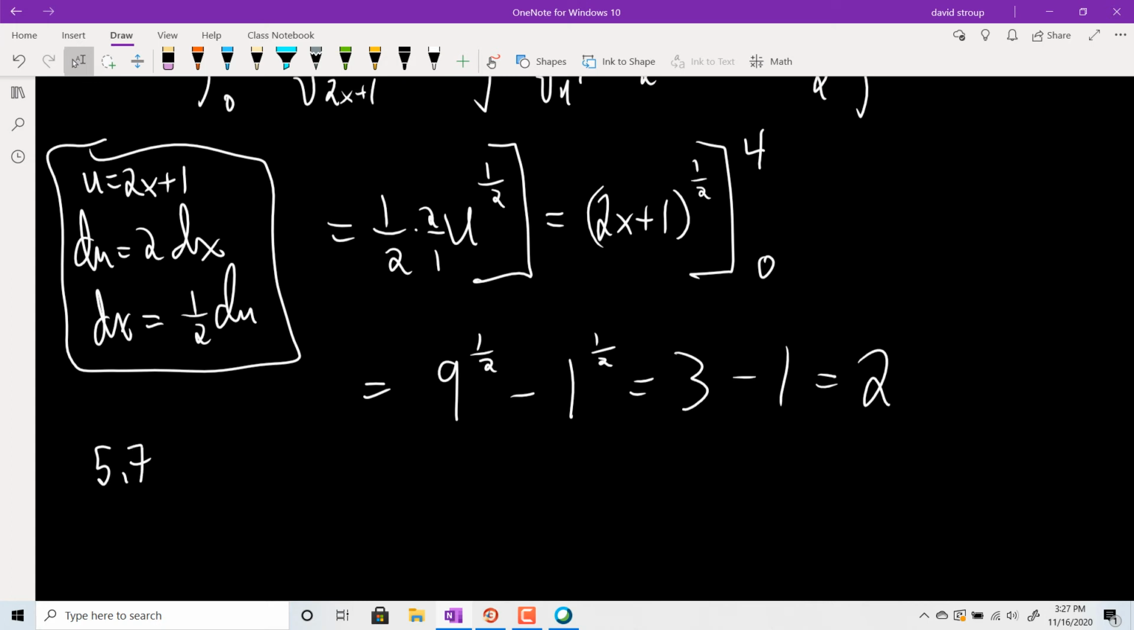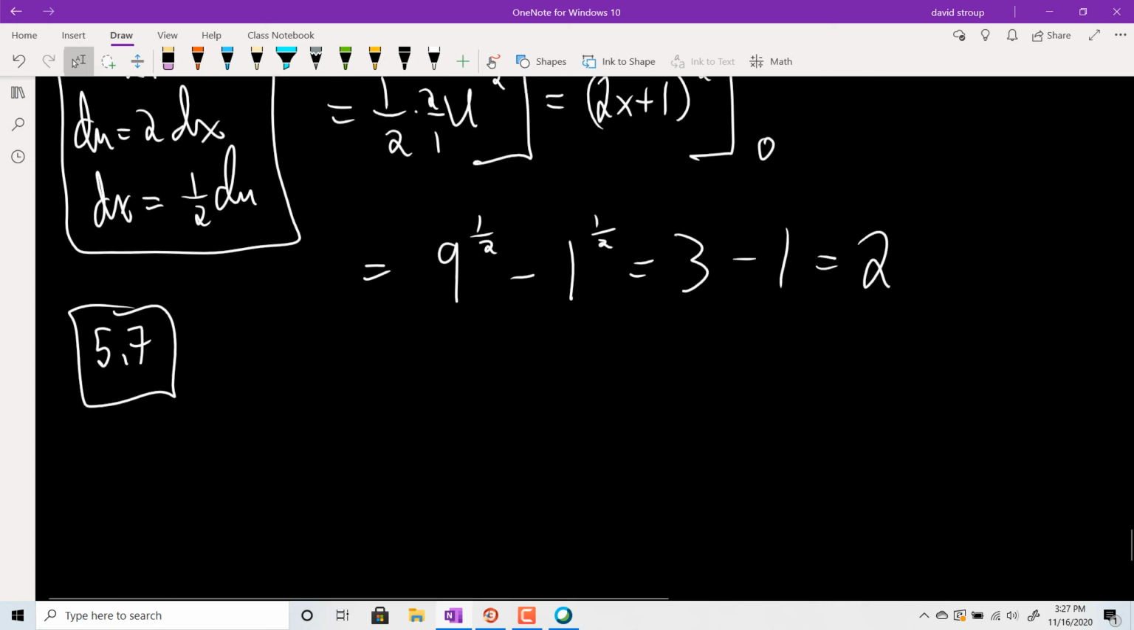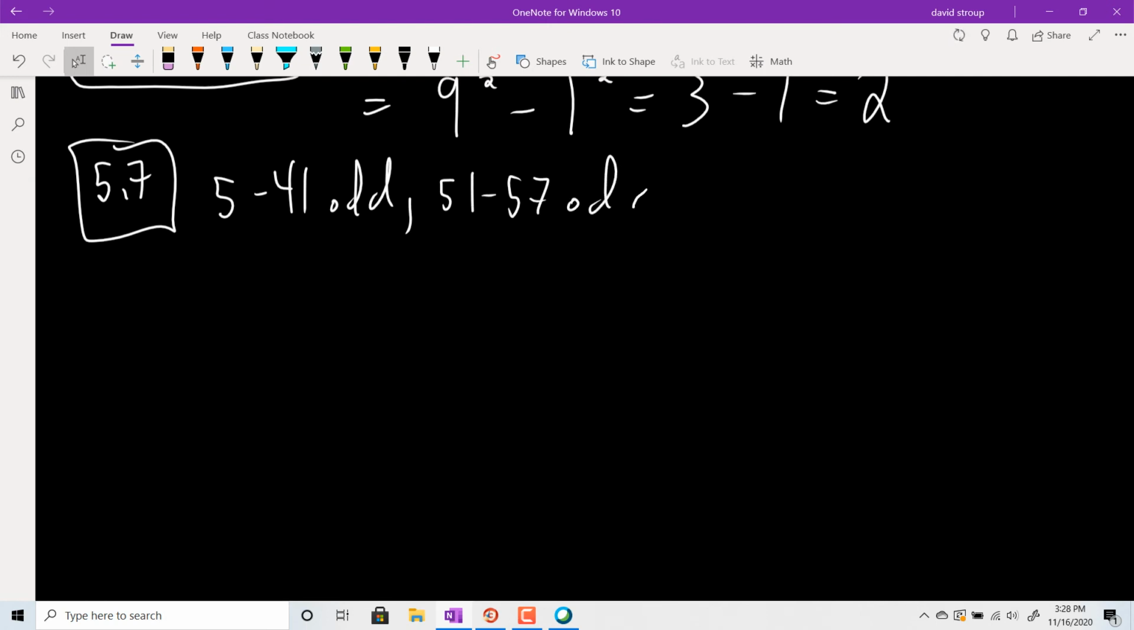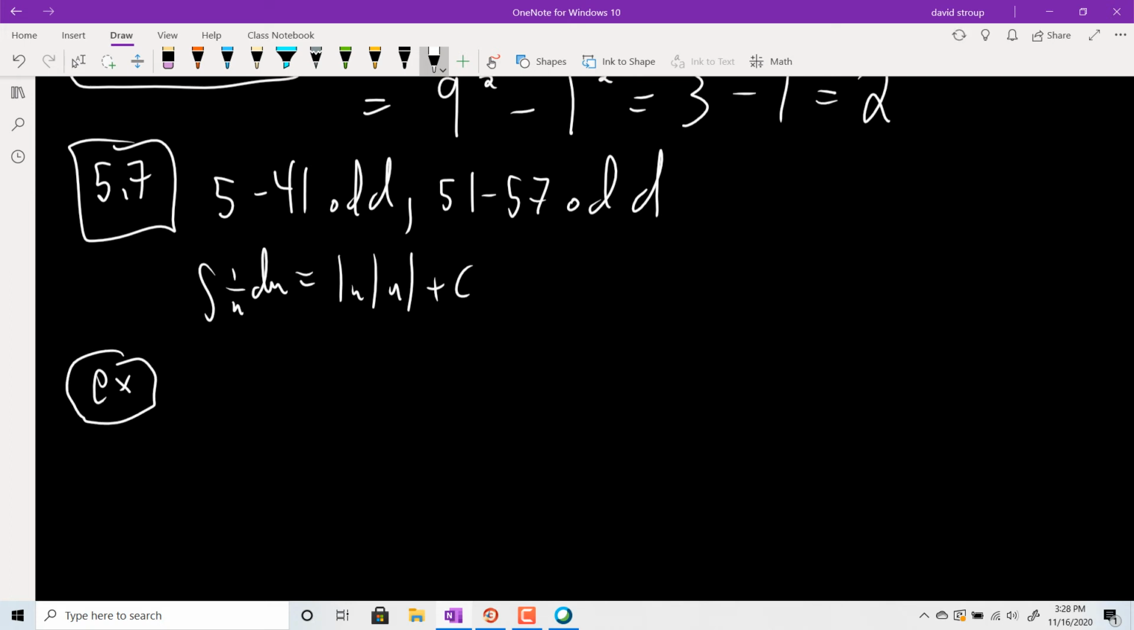5.7 now. We're looking at exercises similar to 5 to 41 odd, 51 to 57 odd, and this is basically the natural log integral. So the integral of 1 over u du is ln absolute value of u plus c. Okay, so let's try it. First example: the integral of x all over x squared minus 3 dx.